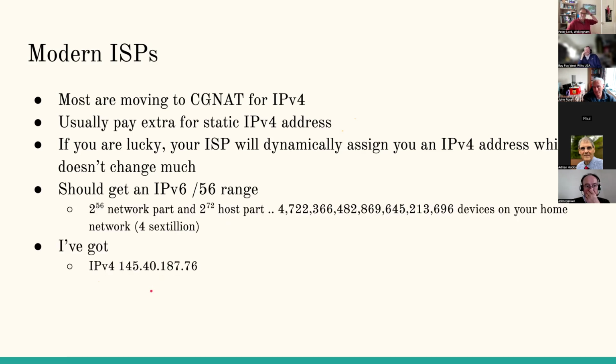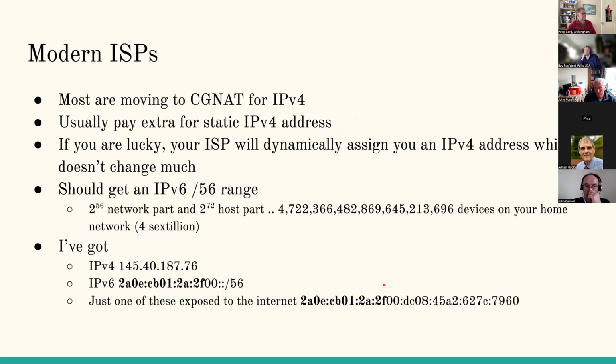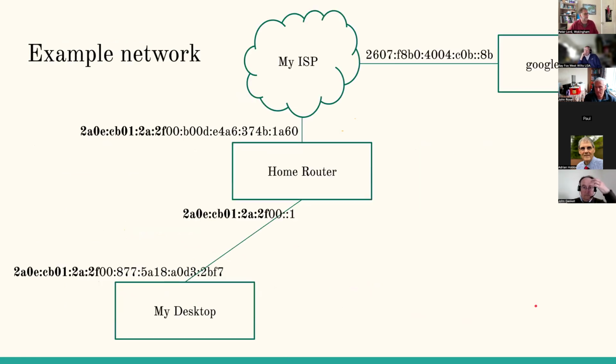So I've got a static IPv4 assigned to me by what is City Fiber, I suppose. And that's fixed. I have to pay for this. Bit painful. And I've got an IPv6 address range, which is in bold is the network part. And then after that, I can do whatever I like with a /56 range. And only one of those is exposed to the internet. And that's the IPv6 address, which I've exposed.